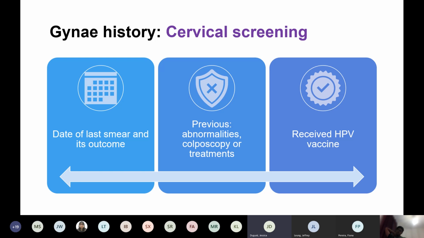And then lastly, you need to ask if they've received the HPV vaccine. Most young people hopefully will have got that, but it wasn't really a thing until recently. So most older women will not have received that. That's something to bear in mind: older people probably won't have it, but younger people like our age should have done. Any questions about any of that so far?